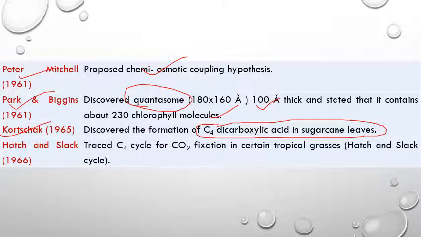The next were Hatch and Slack. They gave the C4 cycle, that is also known as the Hatch and Slack pathway for carbon fixation, and they found that the first stable product of this photosynthesis was a 4-carbon compound, which is known as oxaloacetic acid, in some tropical grasses. So that process is also known as the Hatch and Slack cycle. So this is all about the historical background and all the scientists related to the process of photosynthesis.